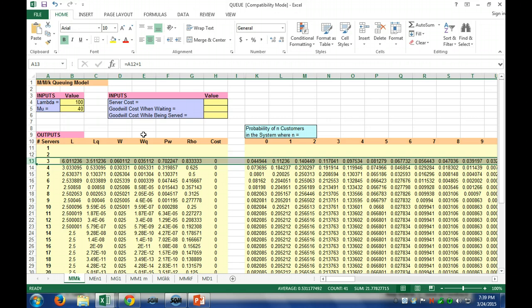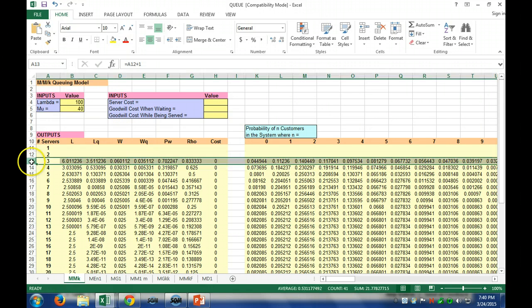It looks like we have about 6 customers in the system at a time, 3.5 waiting in line. The average time in the system is 0.06 hours. The average time waiting in line is 0.03 hours. The probability someone has to wait is about 70% of the time, and our servers are busy 83% of the time. So it doesn't look like the queue is operating terribly, right? It looks like our people are busy. It looks like the people in line are getting through pretty quickly.